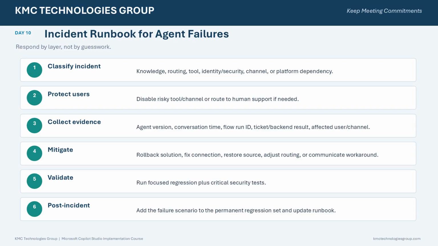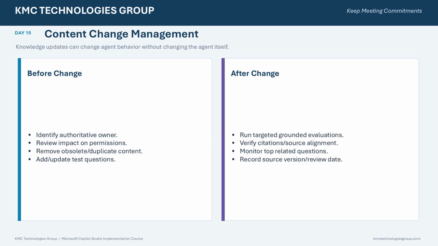A controlled test creates a ticket successfully. The team then runs the critical transaction and security regression cases before closing the incident. That is a structured operational response instead of trial and error troubleshooting. When an agent fails in production, respond by layer instead of guessing.